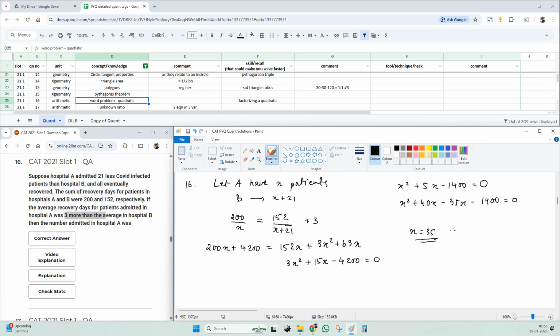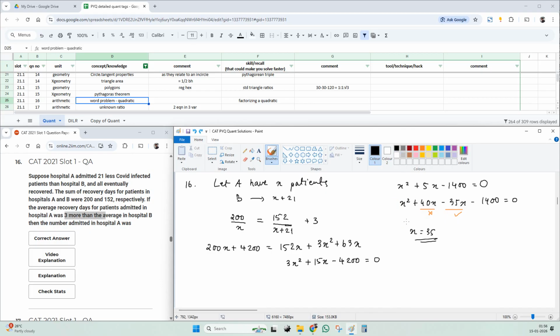Now again, with a little bit of practice, you'll get to a point where you will say plus 5 is split as 40 and 35. Because it's plus 5, it's going to be a plus 40 and a minus 35, and as soon as you say that, you will say that the valid root is 35. Clearly the number of patients cannot be minus 40. It can only be plus 35. And you don't need to write all the steps, x plus 40 into x minus 35 is equal to 0, therefore x is equal to minus 40 or plus 35. You know exactly how it's going to pan out, so you could skip a few steps of writing there.